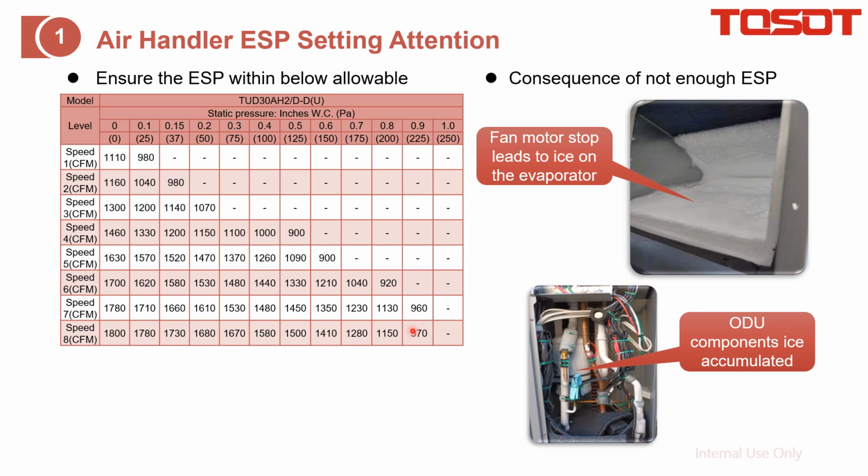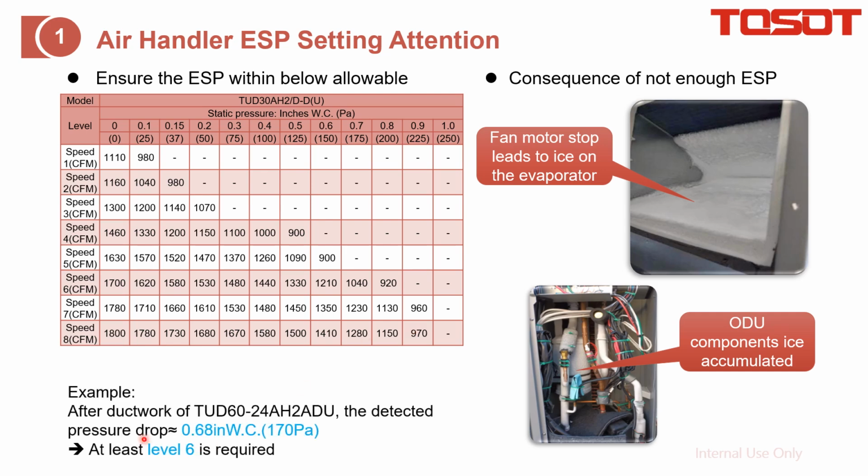And here is a detailed example. For example, just after the ductwork, you have detected the pressure drop is about this value. And on this table is this one. And then all you can use is this part. And also at least level 6 is required for this case.